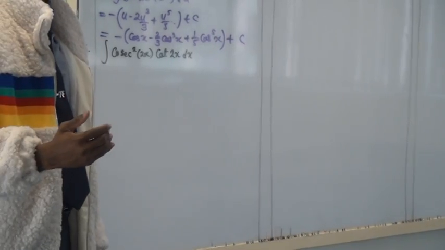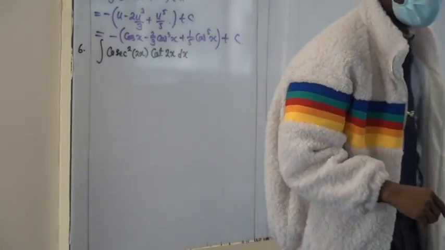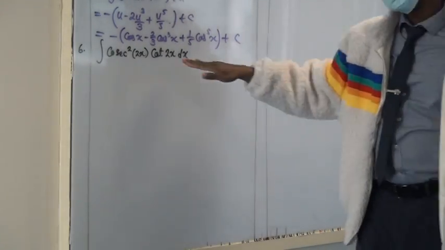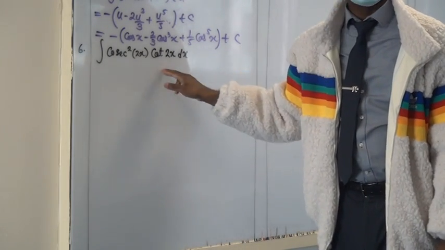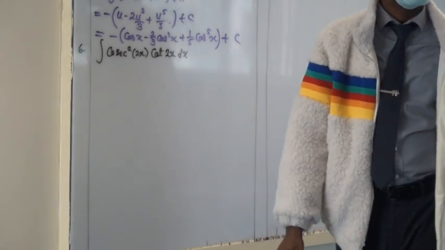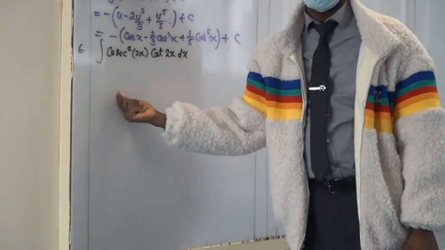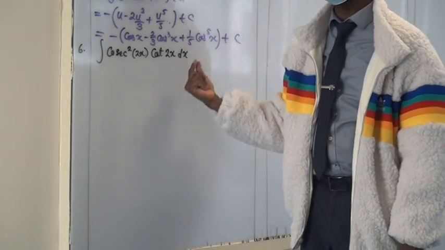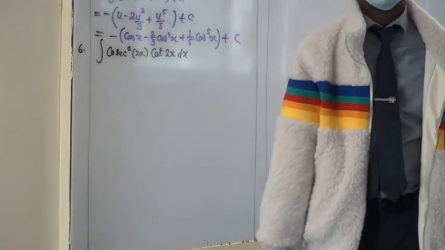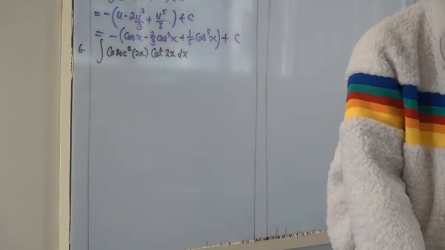So let's look at this. Look at your standard integral that we wrote on the first day. Which of these can you integrate to give you the other? Can you integrate cosec to give you cot? Or can you integrate cot to give you cosec? Check. It's going to be in your formula booklet.